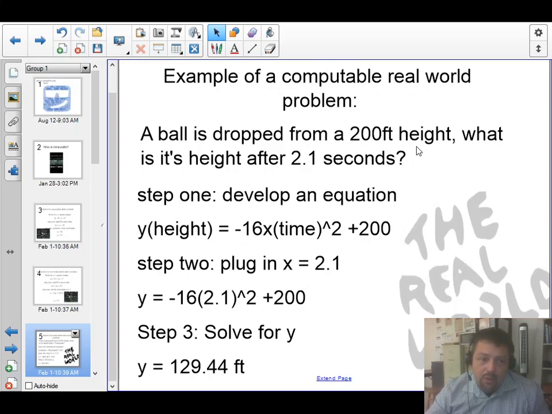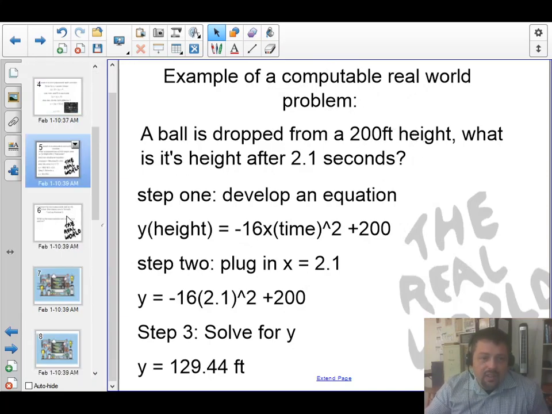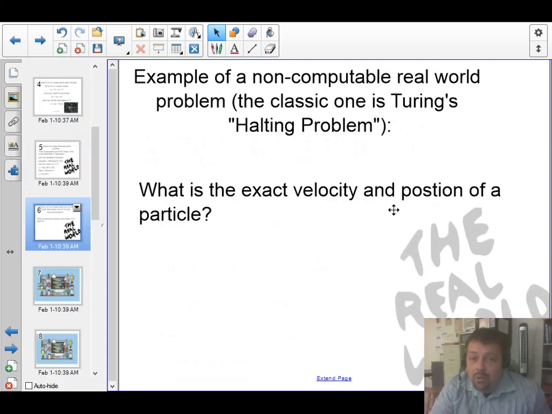work through with steps. An example of a real-world problem we can't work through with steps, and the classic one of these is Turing's halting problem, which is, again, very complex and super sophisticated. Feel free to watch a YouTube video on that. It is kind of interesting, but you'll probably have trouble following it if you're not a physicist or something. But anyway, here's one. What is the exact velocity and position of a particle?